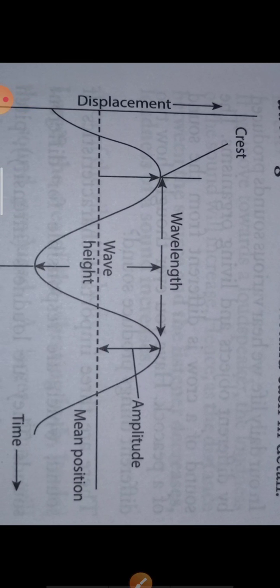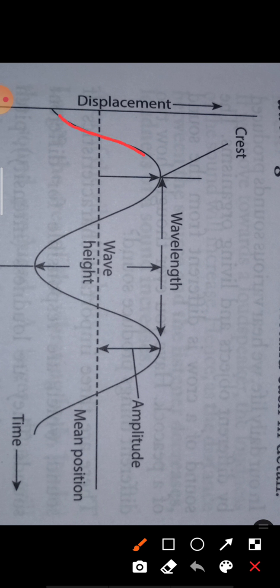Have you ever seen that if you throw a pebble or a stone in the water, it creates ripples in the water? Those ripples are actually waves, but those waves are water waves. If you draw those ripples, they will exactly look like this one. So this is a sound wave, or a general wave.